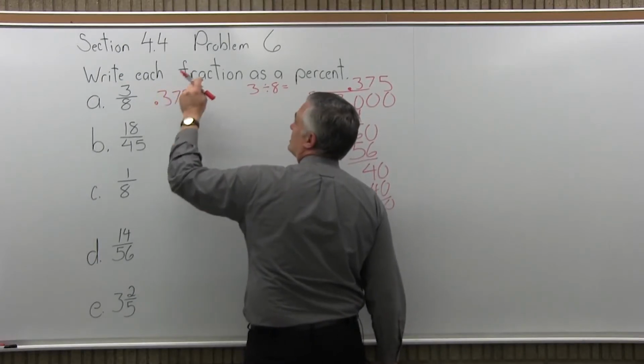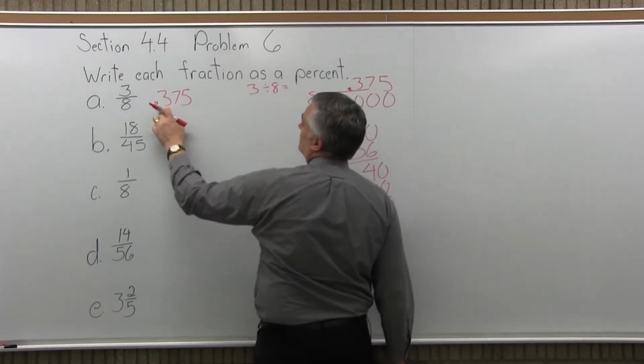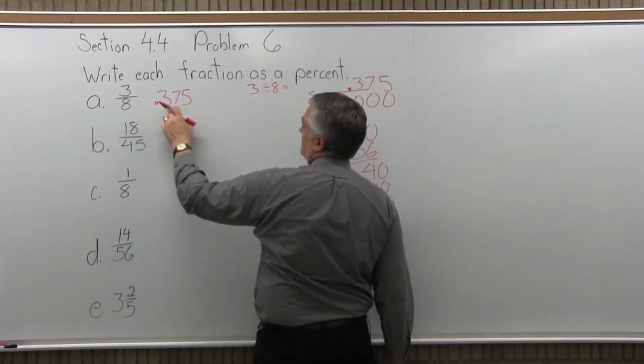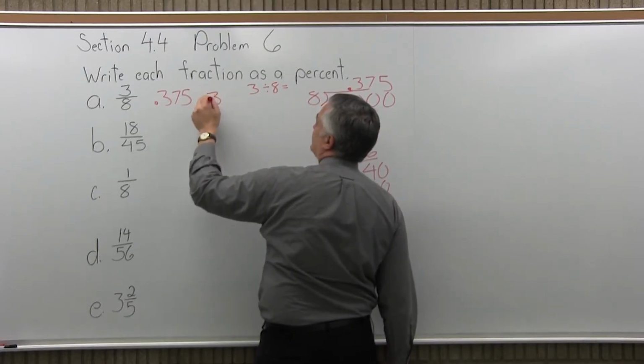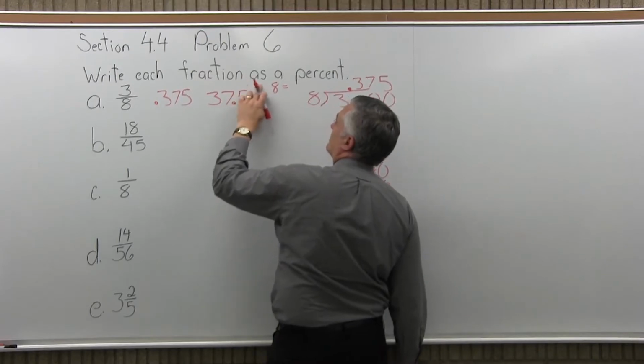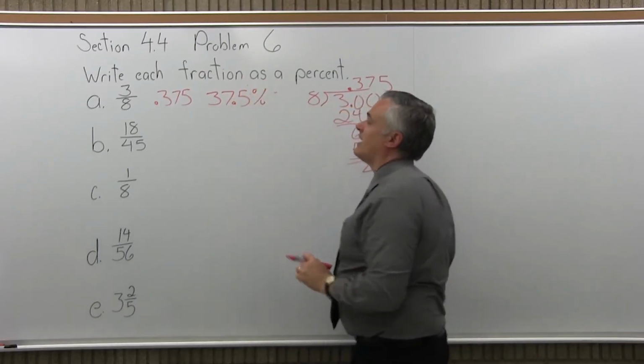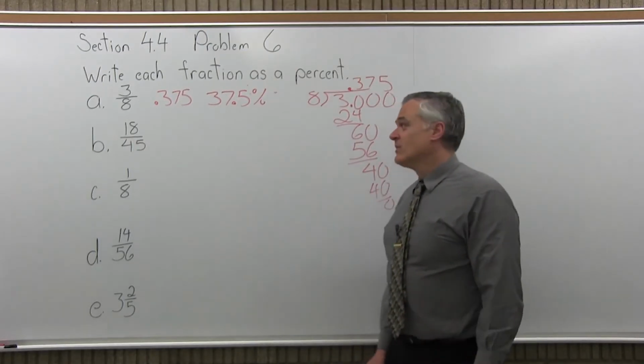But the question does not ask for a decimal. It says write it as a percent. So to make it a percent, take the decimal where it is and pull it 2 positions to the right, and it becomes 37.5%. And I'll get rid of the 3 divided by 8. 37.5%. That's the first one.